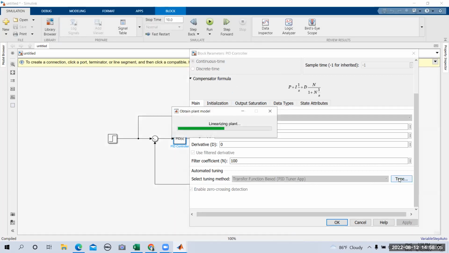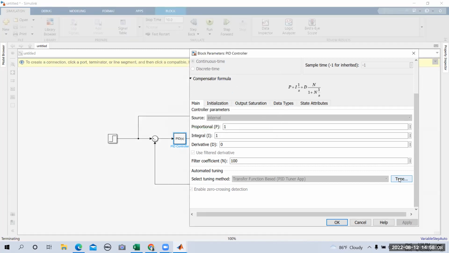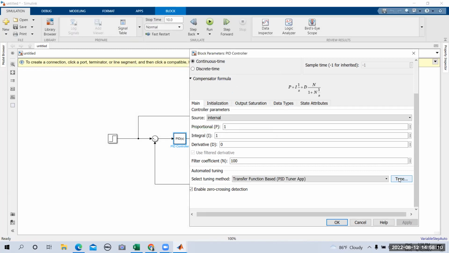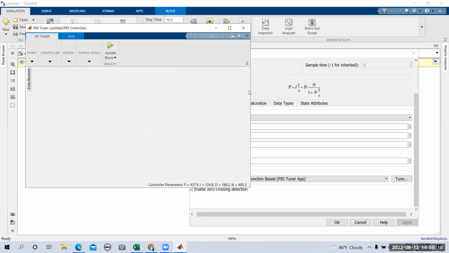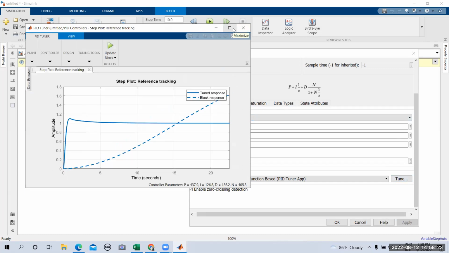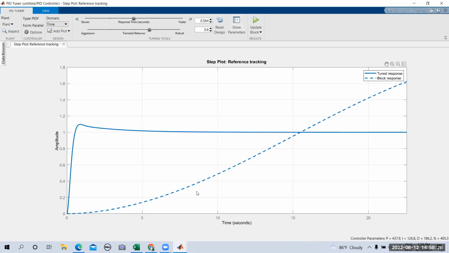Okay. After that, you will get your response from the PID like this. Okay. So the block response is the tune response. Okay. So we can actually vary this, like this, right? So we can actually vary the response like this.